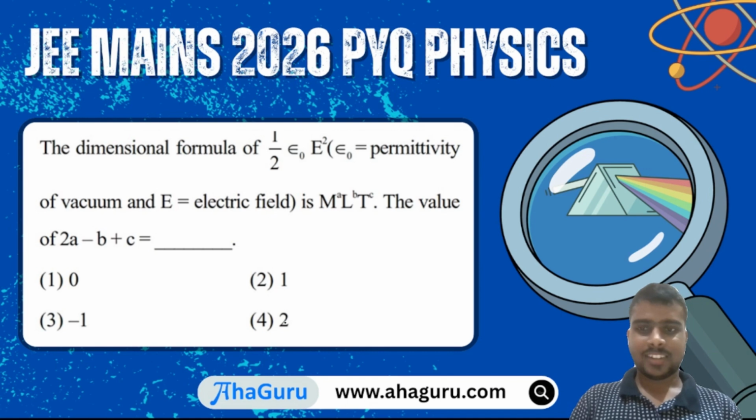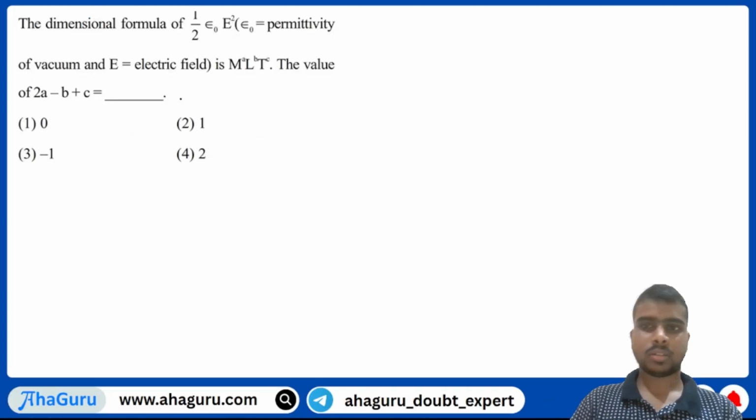And for today, the question is: the dimensional formula is provided as half epsilon naught times E square, where epsilon naught is permittivity of vacuum and E is electric field. And the value after multiplying these two is M raised to power a, L raised to power b, T raised to power c. And we have to find the value of 2a minus b plus c. Let's see how to solve this.